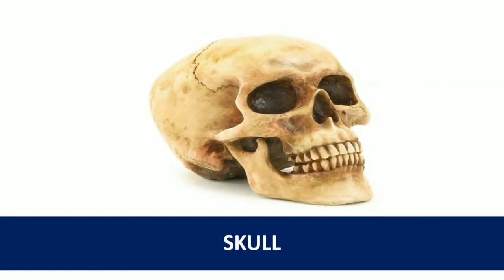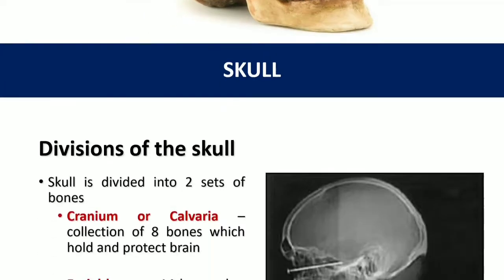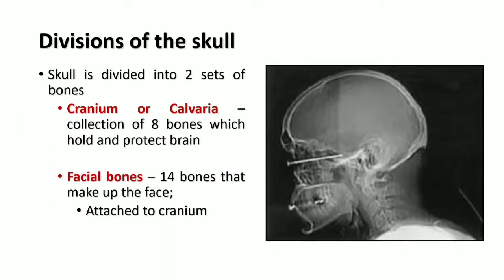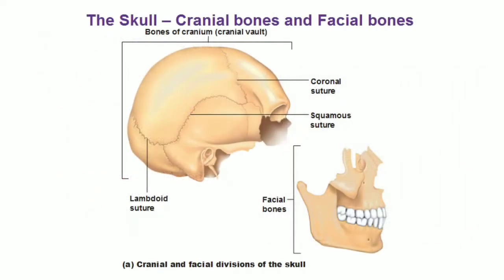Starting with the first most important part of our skeletal system, that is the skull, which helps protect our delicate brain. A whole skull is divided into two sets of bones. First is the cranium bones, which are also called calvaria, and another is the facial bones. The cranium mainly protects our brain, whereas facial bones make up our face. Here you can see the upper portion is the cranium or calvaria, and below that you can find the facial bones.